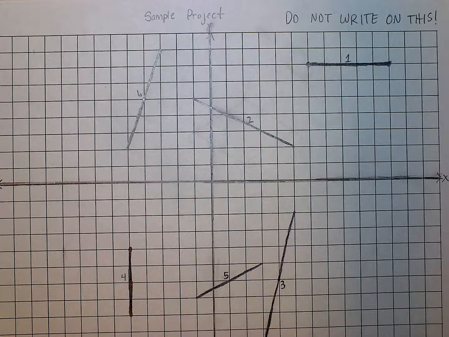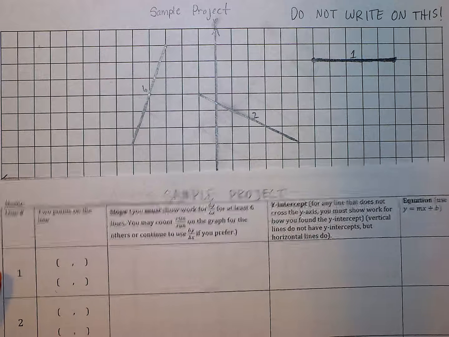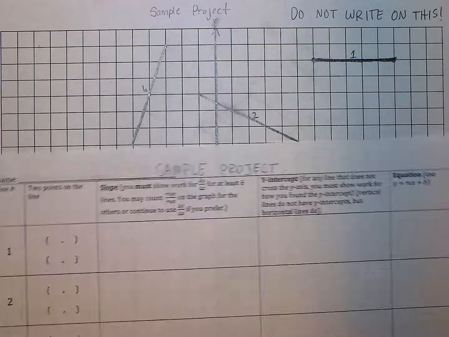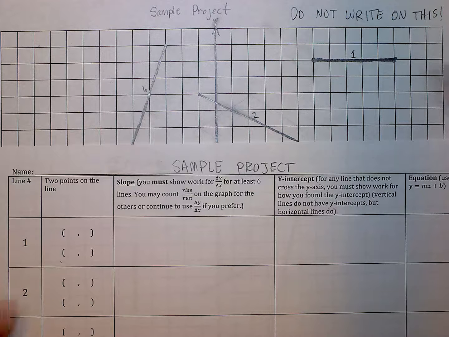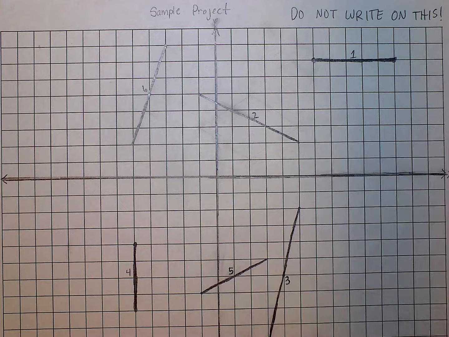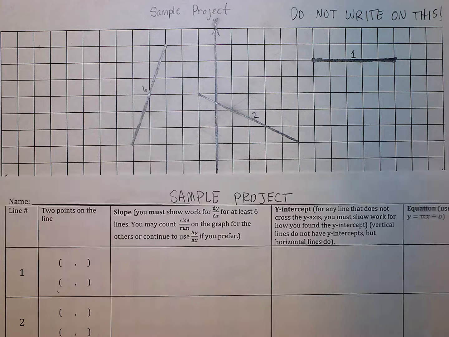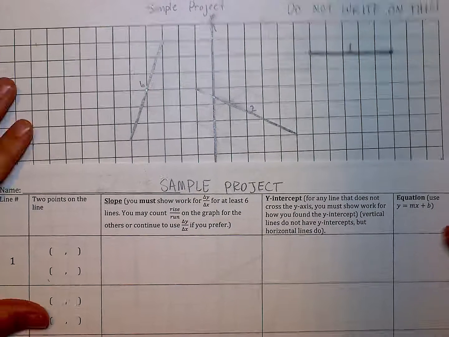Okay, so you should have the sample project, which you're not going to write on. You're going to return it at the end because other people are going to use it. And then this, which you are going to write on. So this is your sample project, and basically I'm going to do the first 3 rows, and you're going to see, and then you'll do the last 3 rows just based on what's here, and then that way you can get a little bit of practice doing the project, and also, of course, getting the practice finding equations of lines.